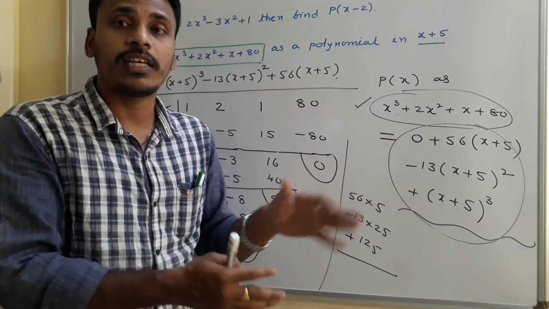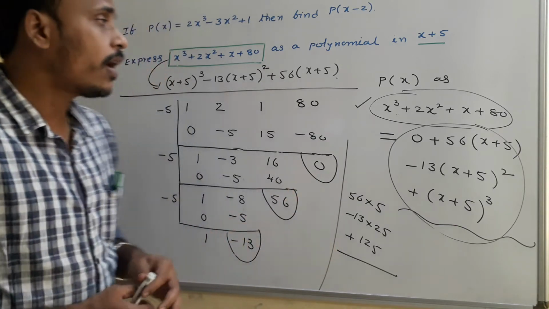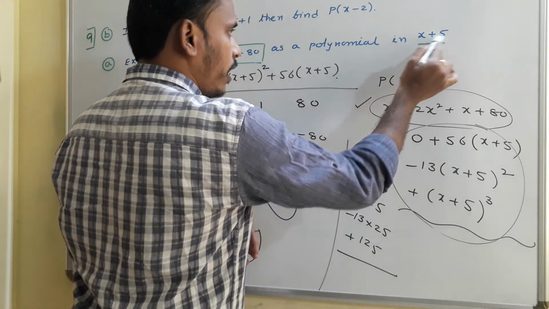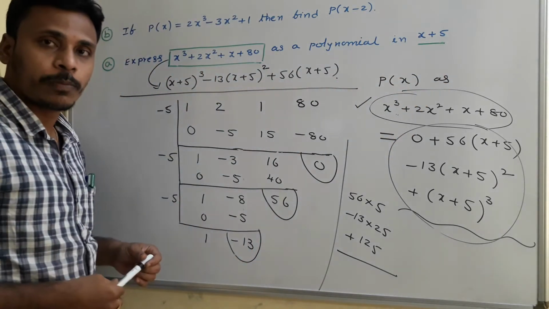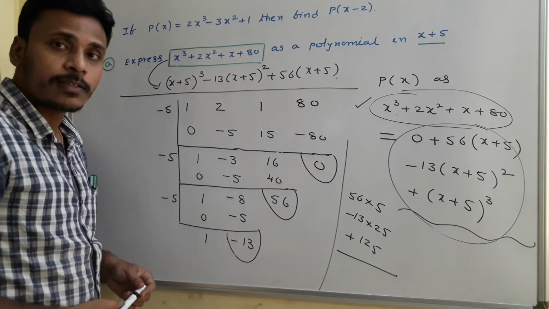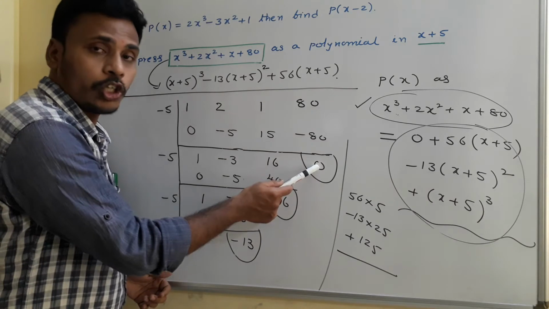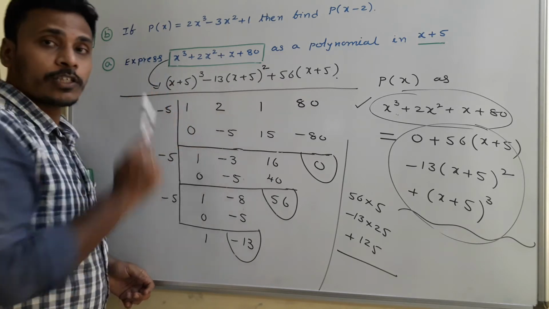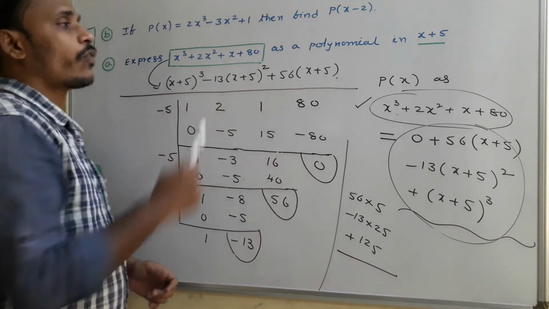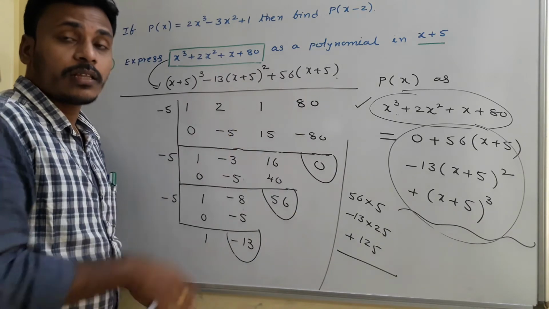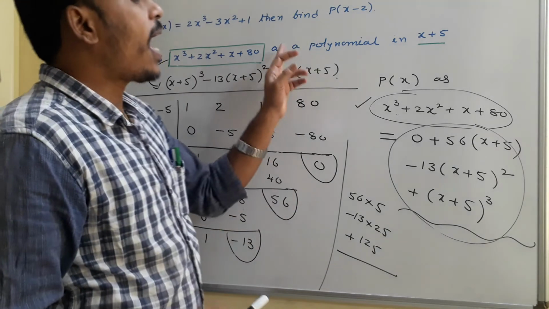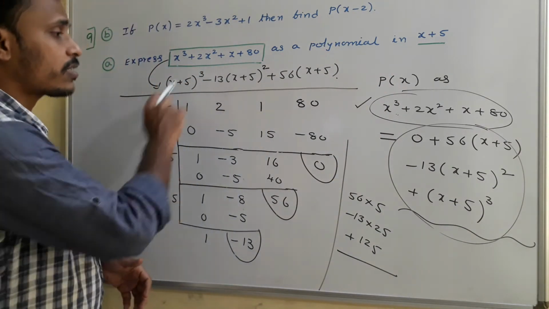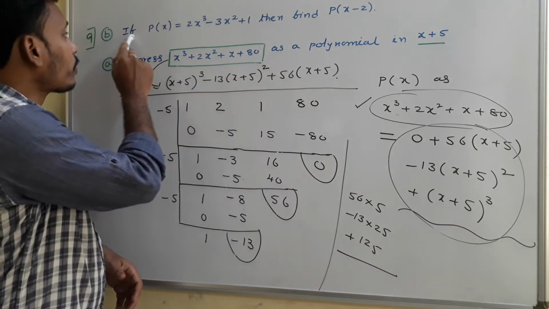See, all this explanation is just for our convenience and for our understanding. But the answer for the question is, we need to express the given polynomial as a polynomial in x plus 5. To express the given one as a polynomial in x plus 5, you just do the synthetic division process like this, and then your answer is simply this: 0 plus 56 into (x + 5) minus 13 into (x + 5) whole square plus 1 into (x + 5) whole cube. This way of expressing a polynomial as a polynomial in some linear factor is very helpful in solving different problems. You just have a look, and then we need to think about 9b.